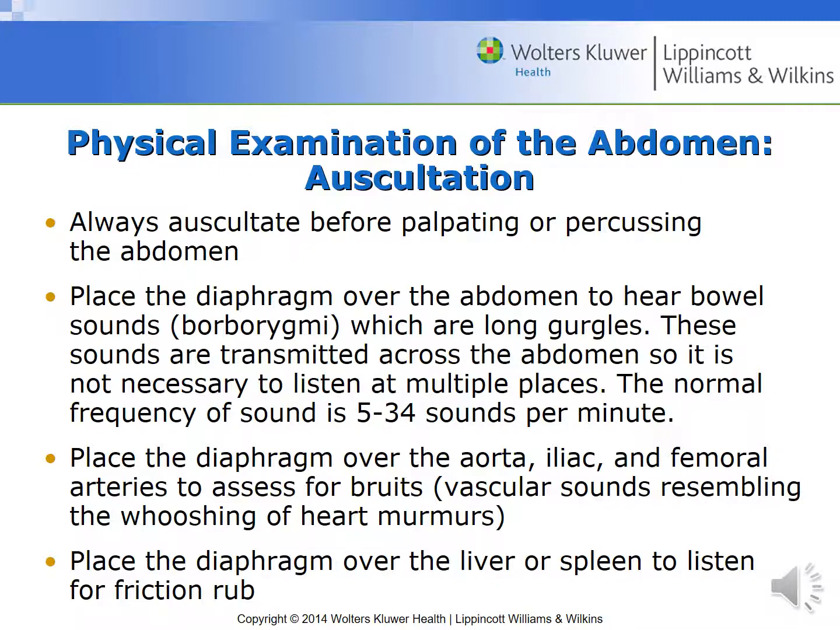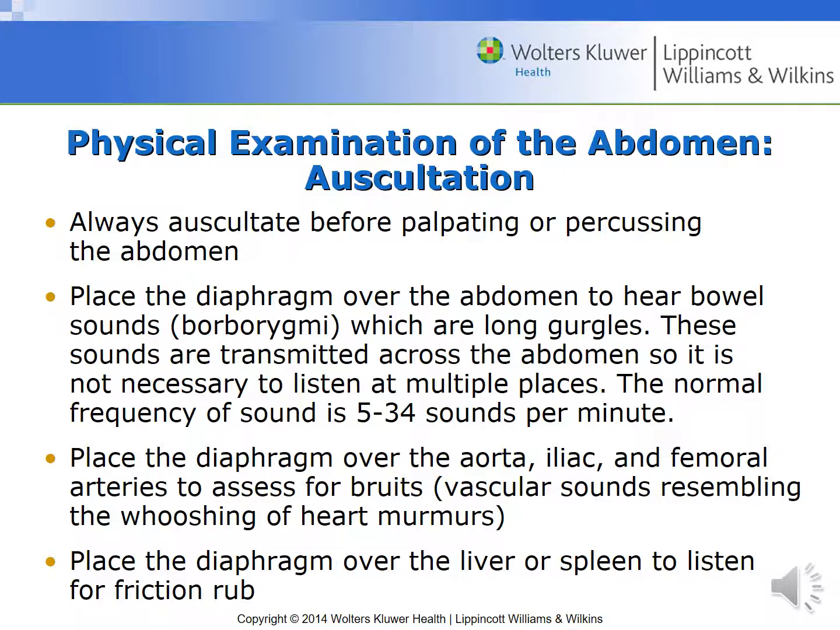You also want to place the diaphragm over the abdomen to hear those bowel sounds. You also want to listen over the aorta, the iliac and femoral arteries. You're going to assess for bruits. A bruit in one of these areas that has both a systolic and diastolic component will usually suggest renal artery stenosis, and that can cause hypertension. About 4% to 20% of healthy individuals will have an abdominal bruit.